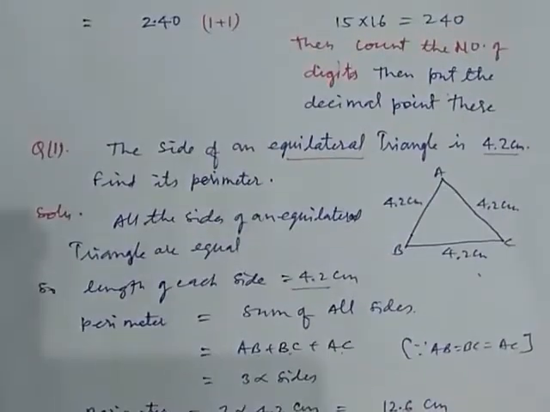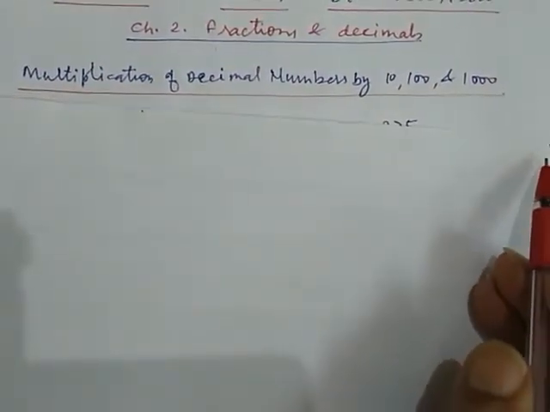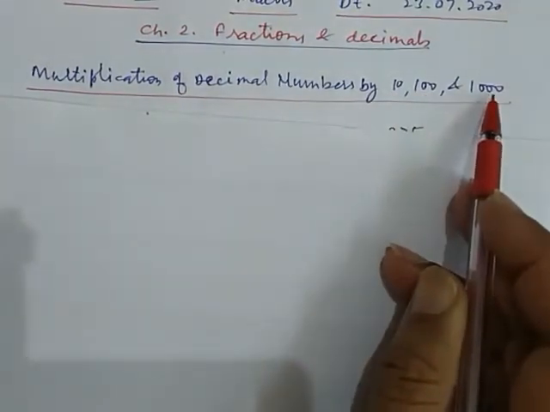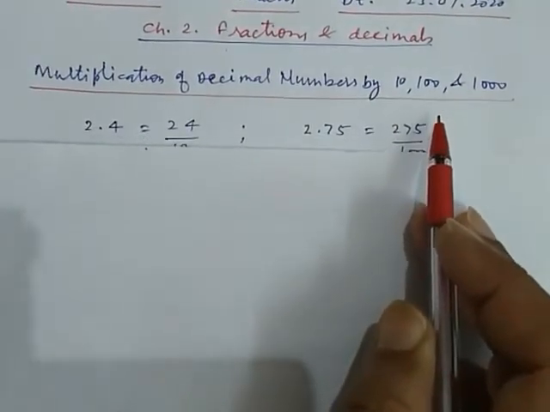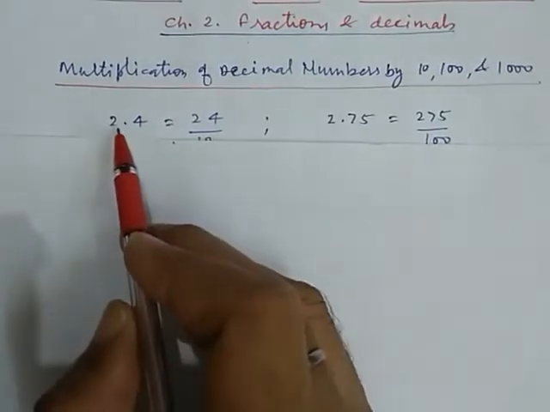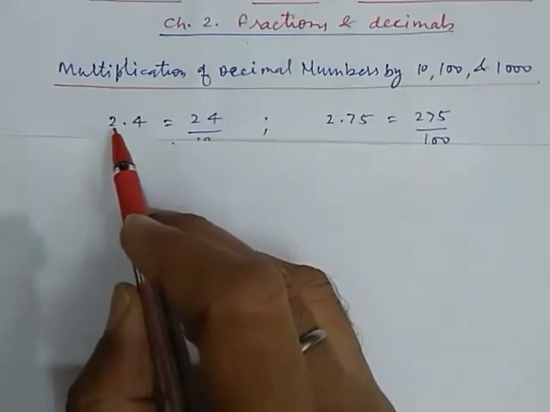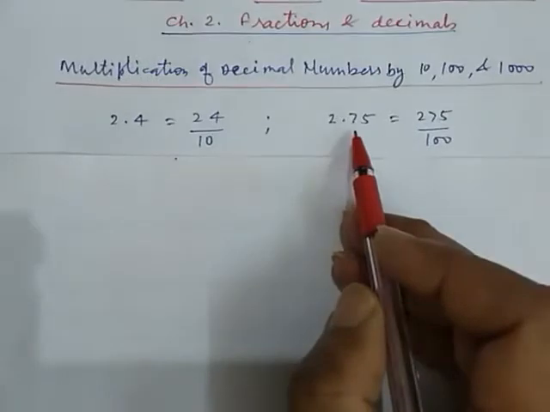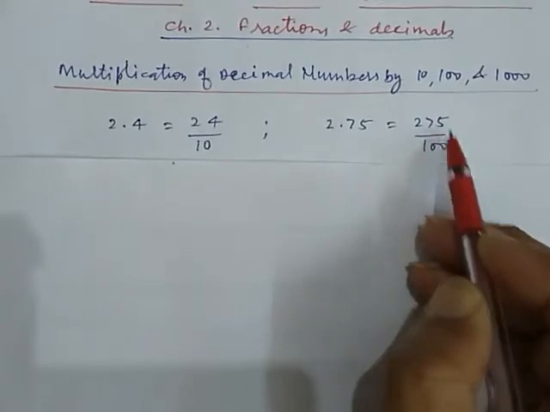So we take the next topic, multiplication of a decimal number by 10, 100 and 1000, like that. In this type of multiplication, let us look here. Here our number is 2.4. We can write 2.4 as 24 by 10. We take one more example, 2.75. We can write this as 275 by 100.